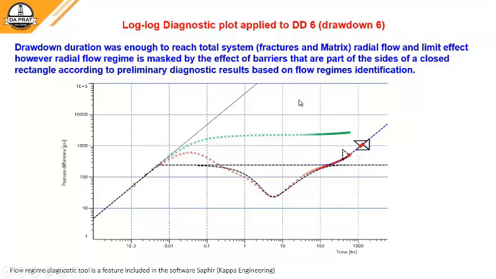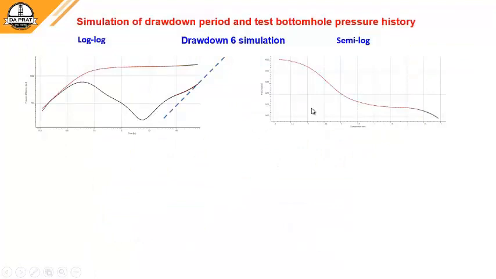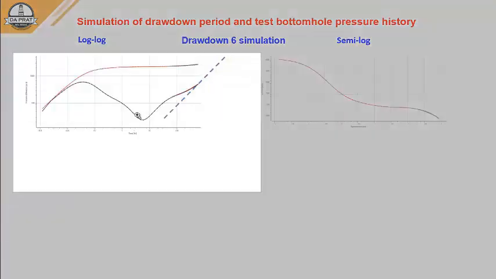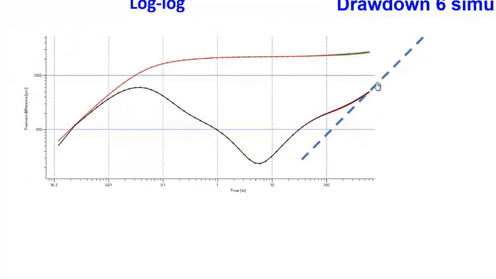Okay, now let's say that we got a simulation for this drawdown. You can see here it is quite nice over here. And at the end, if the test continues, you're going to see that the most probable trend is this one here, which has a slope of 1, which means pseudo-steady state behavior. This is a semi-log plot.